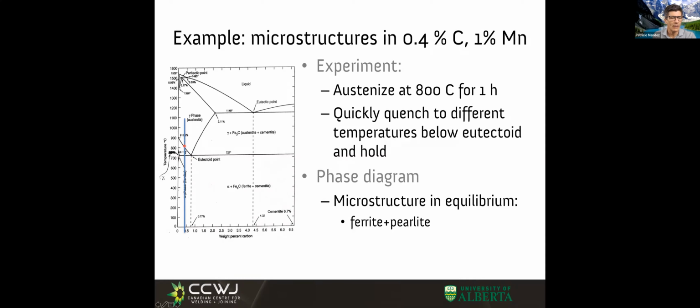When we are at a composition such as this one of 0.4% carbon, as we cool down, the first thing that is going to precipitate is ferrite. And because it's the first thing that precipitates, we call it primary ferrite. That is in contrast with the other ferrite that is going to precipitate when we cross the eutectoid temperature. Because in that case, when the austenite turns into perlite, there is some amount of ferrite, right? But that's not primary ferrite.